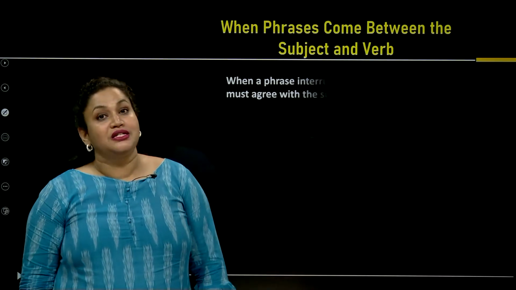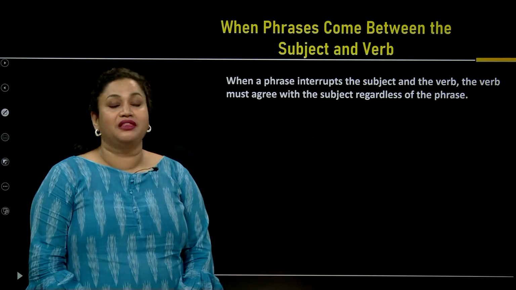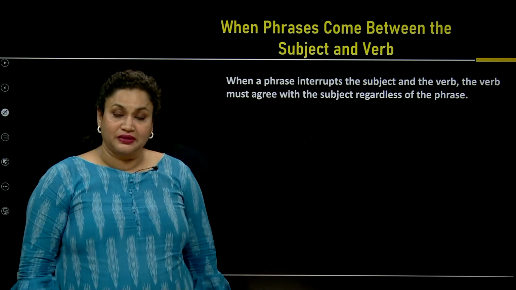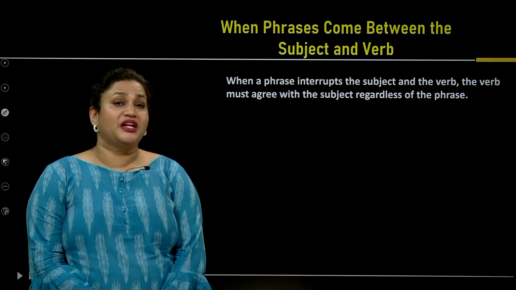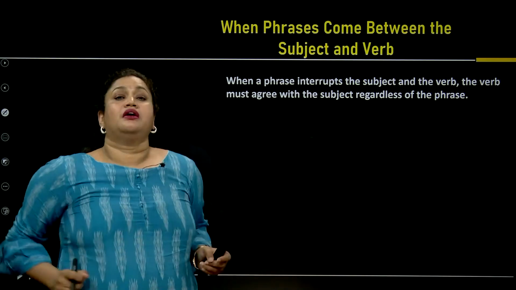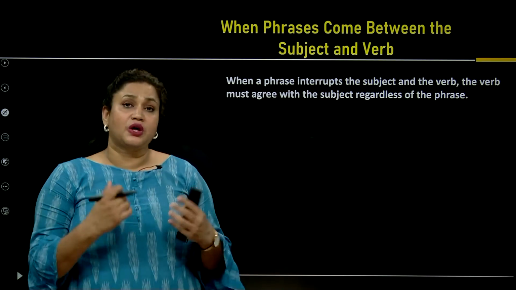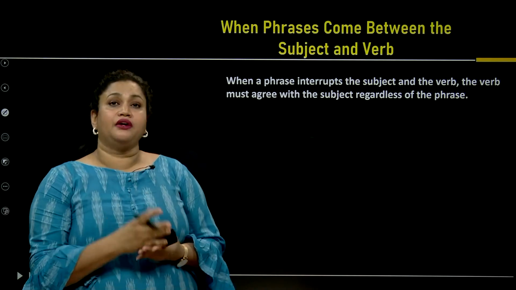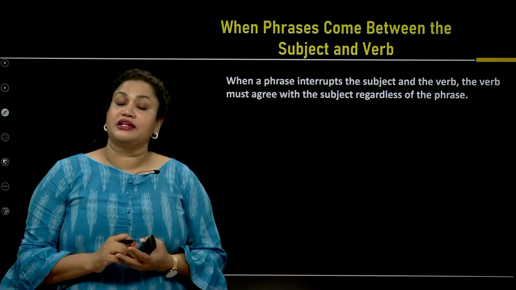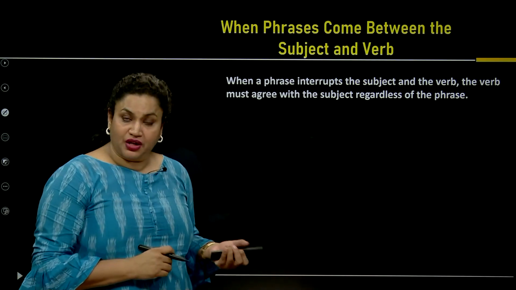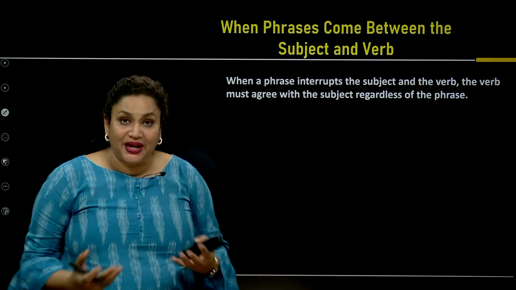When phrases come between the subject and verb. When a phrase interrupts the subject and the verb, the verb must agree with the subject regardless of the phrase. So when we say this, we need to understand that when you are using relative pronouns or conjunctions, we have to understand which we are using. For example, we have something called who and whose. We need to understand what exactly we are using, what the subject is there, and what the action is. There will be a lot of ambiguity.